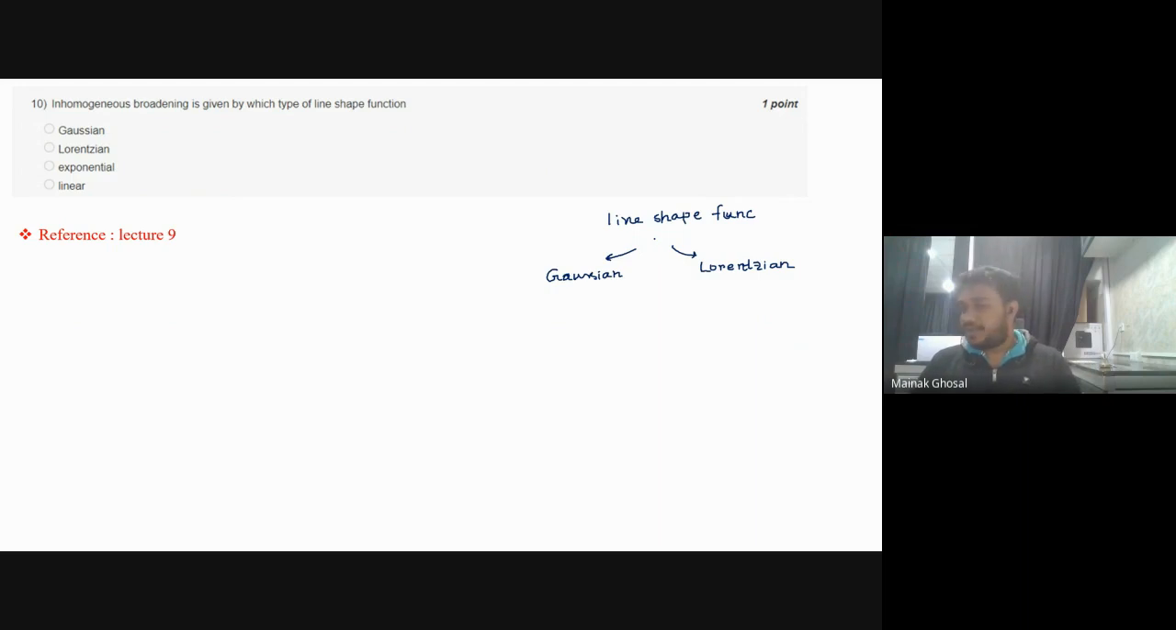As you have seen, for homogeneous broadening, actually what happens? Every atom or every molecule is actually facing the same environment. Suppose you are giving pressure to a system. Every molecule that is present in the system will feel the same pressure. So their line shape will be deviated, it will be broadened, and it is broadened to the same extent. This is called pressure broadening.